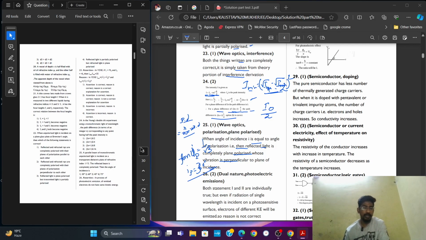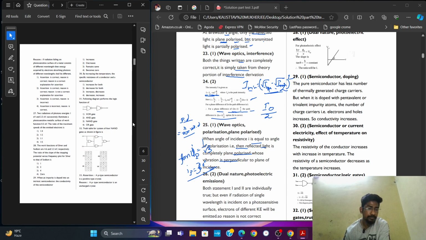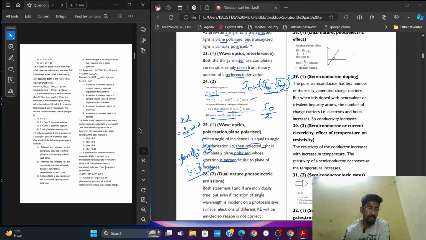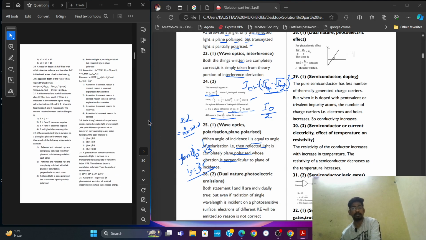Another assertion-reason question. Assertion: in the process of photoelectric emission, all emitted electrons do not have the same kinetic energy. Reason: if radiation falling on the photosensitive surface of a metal consists of different wavelengths, then the energy acquired by electrons absorbing the photons of different wavelengths shall be different. This is from photoelectric emission, right?